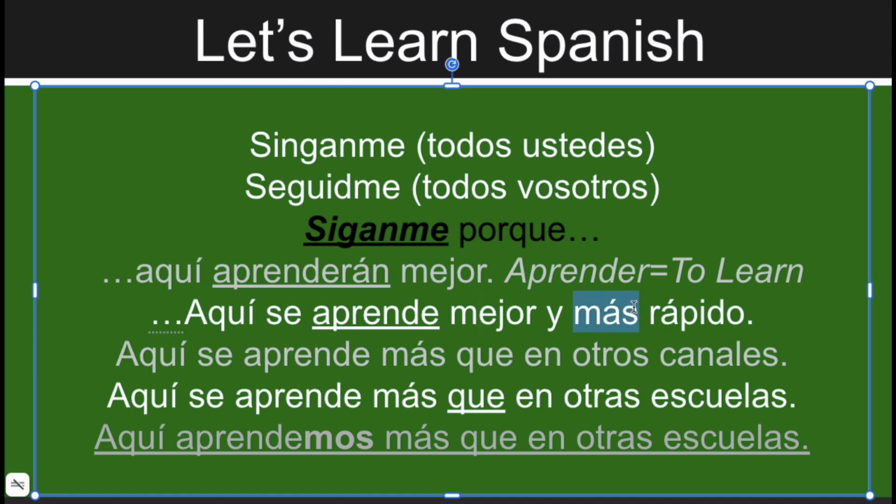Y más rápido. And more faster. So in other words, faster. More fast. In Spanish we say more fast. Okay? Because we don't have the word faster, so we say more fast. More good. More... and so on, right? More big. We don't say bigger or smaller. We say more small, more big. So mejor is better. Más is more. Mejor y más. Más y mejor. And then you put a beat on it and then you can freestyle. Okay. So aquí se aprende más y mejor.